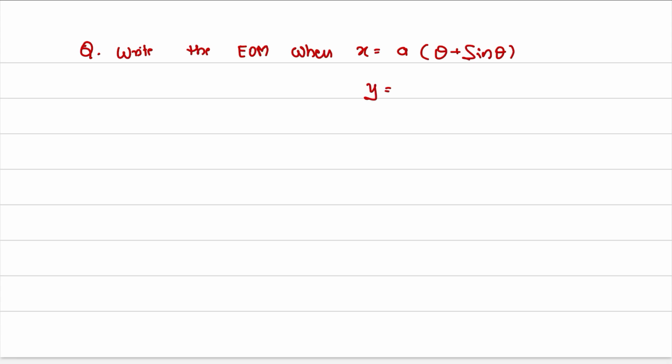Y is equal to a into 1 minus cos theta. This is the trace of the curve, where x and y coordinates are given. Now we have to find the equations of motion. For finding the equations of motion, first we have to find the Lagrangian. Now we will go for the solution.